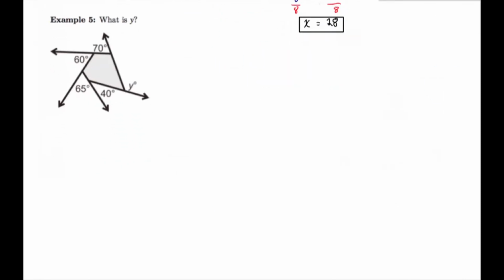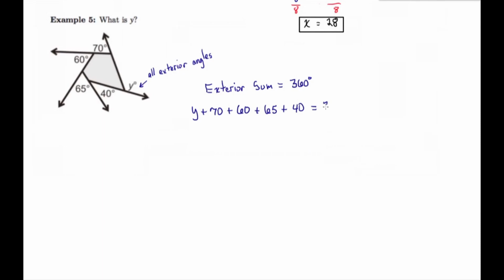In example 5, I'm given all the exterior angles, and there are 5 of them. I know all but y. So we know that all the exterior angles of a polygon add up to 360. Doesn't matter what kind of polygon. So all I have to do is add up all of these angles and set it equal to 360. y plus 235 equals 360. Subtract 235 from both sides, and I get y equals 125 degrees. And that's it.